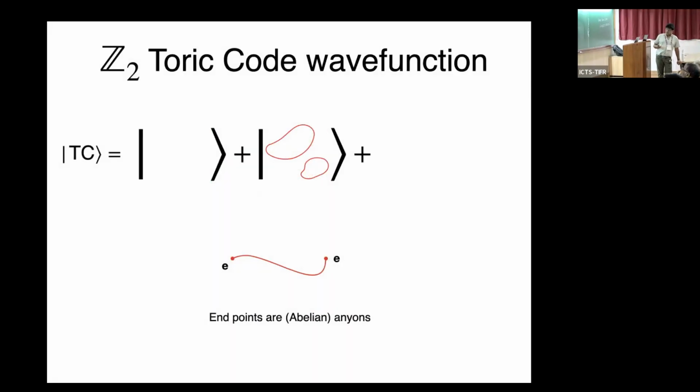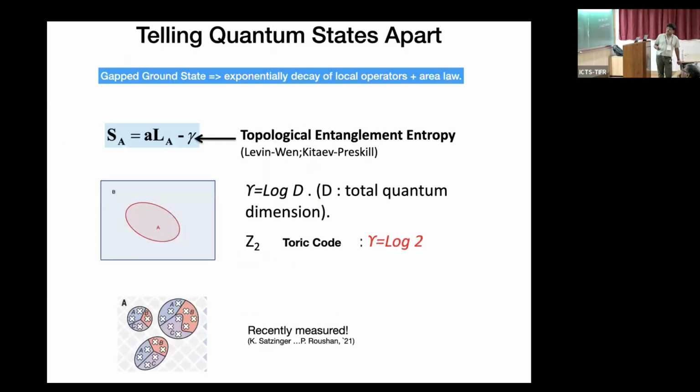Okay, so roughly speaking, this is the sketch of the wave function. Any loop, the vacuum, any loop, this is the quantum superposition. And if you have the endpoints, these turn out to be anyons, these abelian anyons. Okay, so now let me make a connection to entanglement.